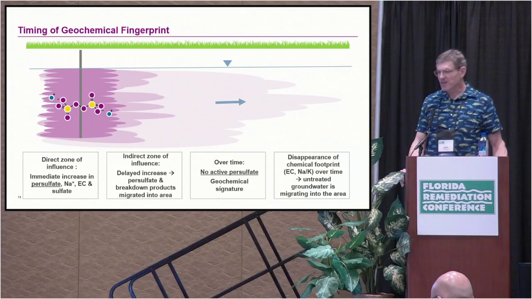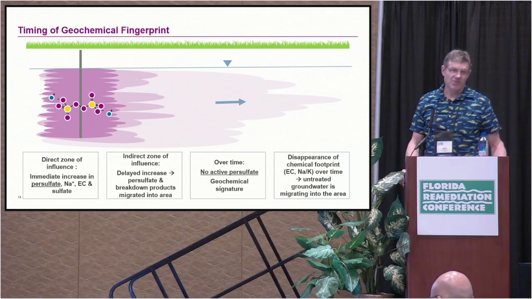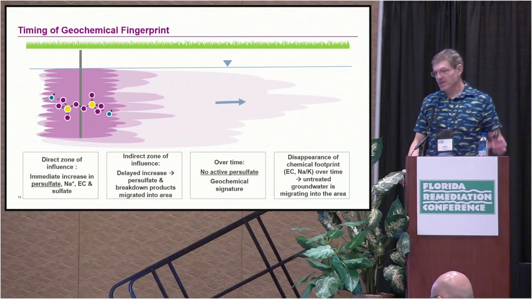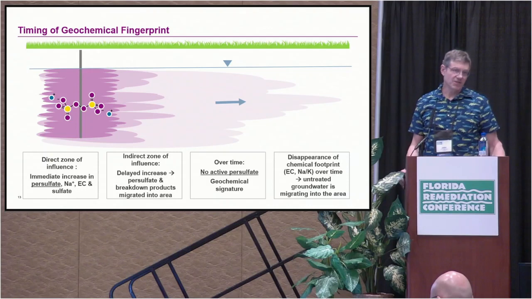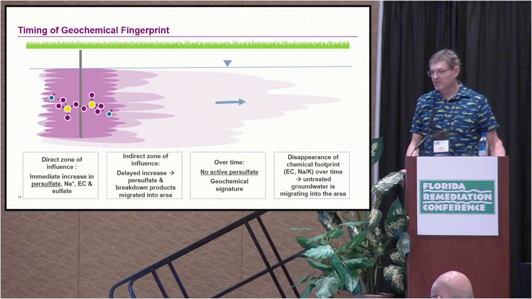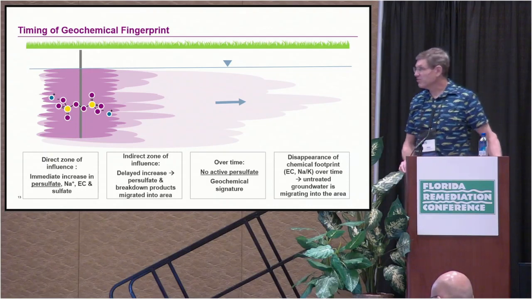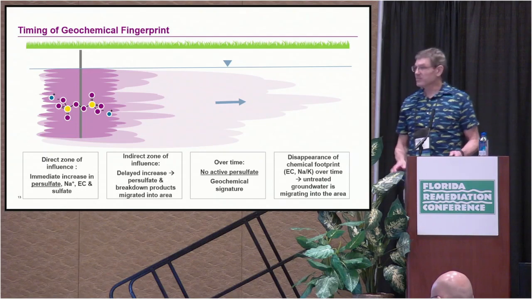In the indirect zone of influence, so this is outside of where you directly inject, you'll see delayed increases in persulfate and your electrolytic conductivity and your sodium potassium, because it's not there at the time of injection. And of course, within your direct injection zone, immediate increases in these parameters. And so just to give you a sense of how you would look at it from a time perspective.